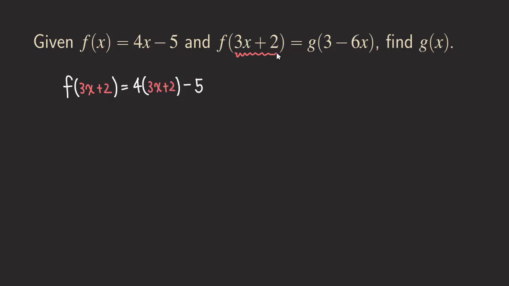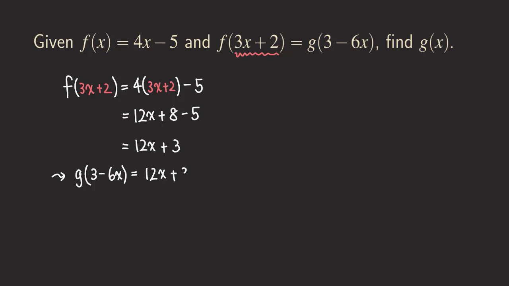And now what are we getting? We are going to just simplify this expression here. We get 12x plus 8 and then minus 5, and then continue simplifying, so we get 12x plus 3. And so we know that this is equal to g of 3 minus x, right? That tells us that g of 3 minus x is actually equal to what we just got here, which is 12x plus 3.